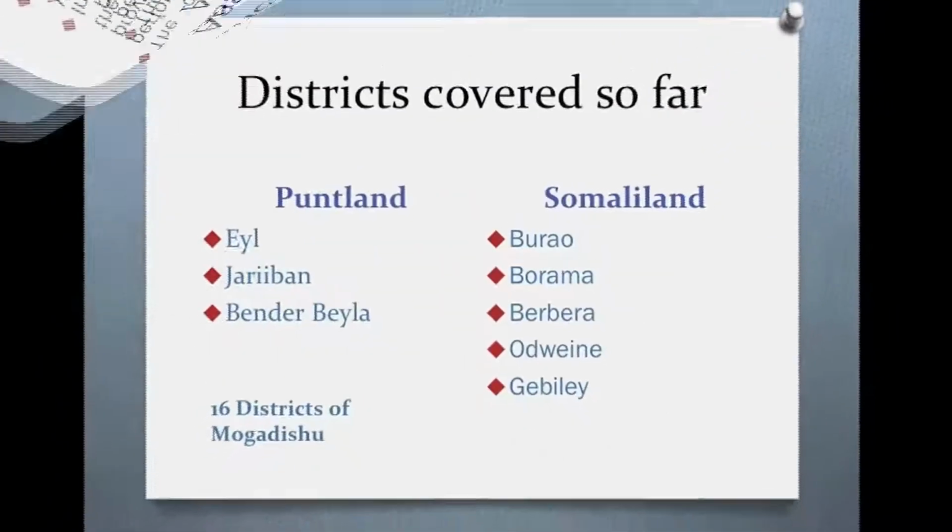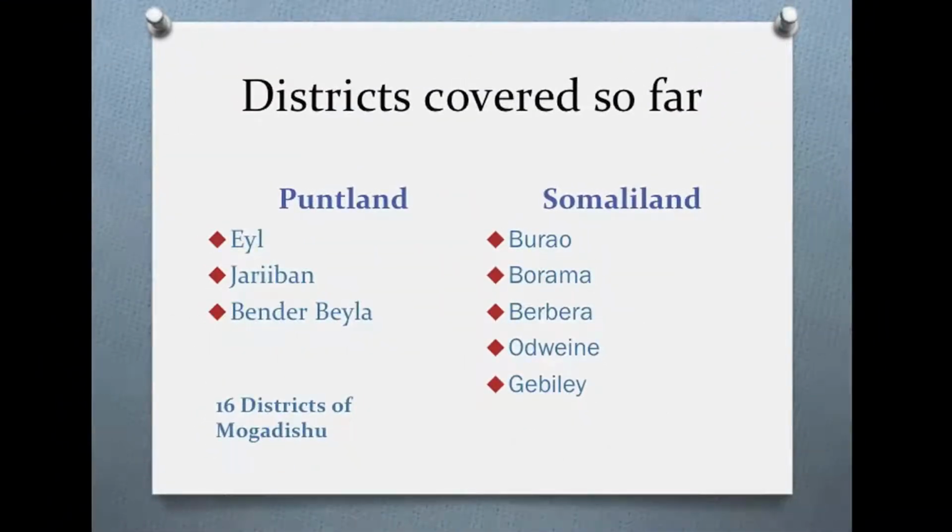So currently we have finalized almost 10 districts across Somalia: 4 in Puntland, that is Bosaso, Eil, Bandarbayle, and Eil. And in Somaliland, we finished the districts of Bur'o, Borama, Berbera, Odweyne, and Gabiley. And 16 districts of Mogadishu are currently ongoing.